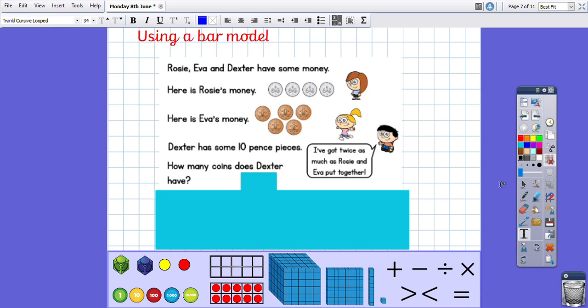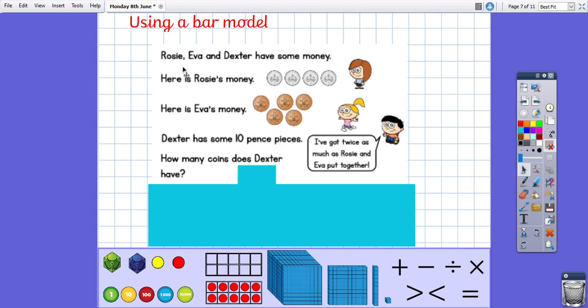Okay, using the bar model. Rosie, Eva and Dexter have some money. Here is Rosie's money. Here is Eva's money. Dexter has some 10p pieces. How many coins does Dexter have? And Dexter says, I've got twice as much as Rosie and Eva put together.